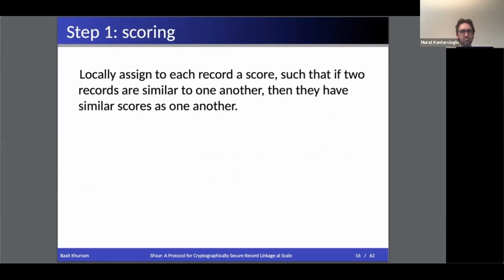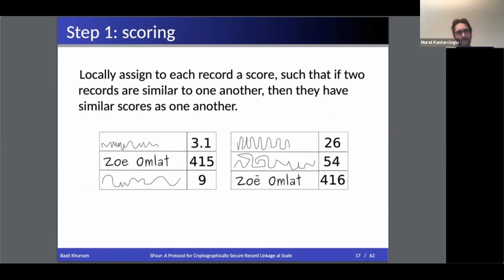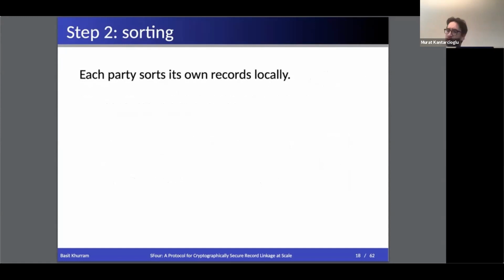Perfect. Step 1, the scoring step. The protocol participants have a common function that they use to score their records. The scoring function takes in a record and outputs a numerical score for that record. The scoring function works such that 2 records that are similar to one another have scores that are also close to each other. Here we have 2 datasets. Note that each dataset contains a Zoe. The one on the right has an umlaut on the E, but the 2 records are exactly the same otherwise. These 2 records are similar to one another, and so they have similar scores. In the first step, the data owners score each of their records privately, that is, they do not share the scores of their records.